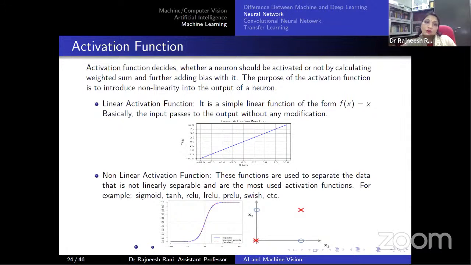So there are two types of activation functions: the linear activation function and the non-linear activation function. Linear activation function is the simpler form, that is f(x) = x, whatever value you get is the same as the output value. But in case of non-linear activation, if the value is less than 0, it is assigned one value, and if it is greater than 0, it is assigned another value. A number of different activation functions are there in deep convolution networks or neural networks: sigmoid, tanh, ReLU. Depending upon these functions, you will get different results.